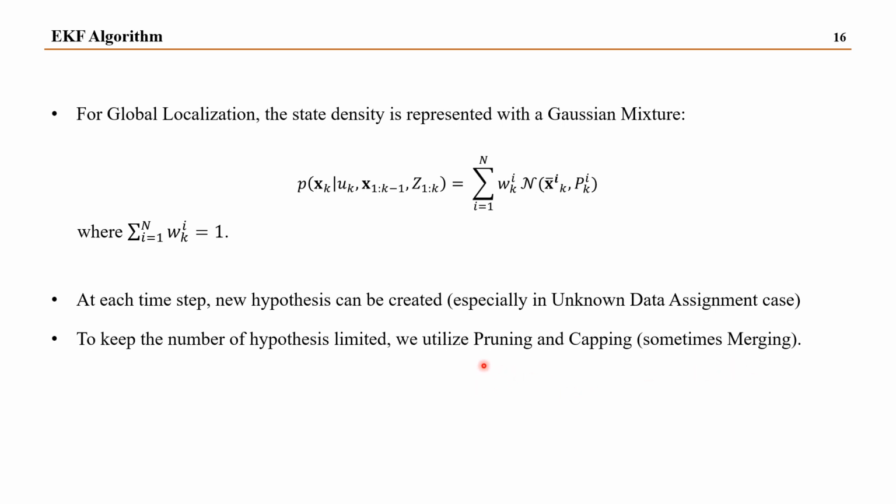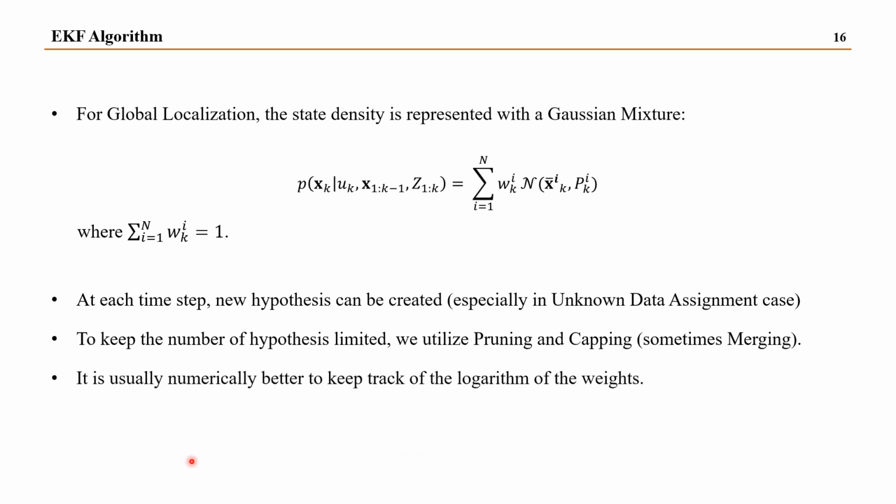In pruning, we just get rid of the hypotheses that have extremely low weights below a certain threshold, and we just renormalize the weights. Capping also just keeps a number of, for example, let's say the first 10 or 20 highest weights. Merging will aim to mix some of the weights together to give us a Gaussian mixture with a lower number of hypotheses.